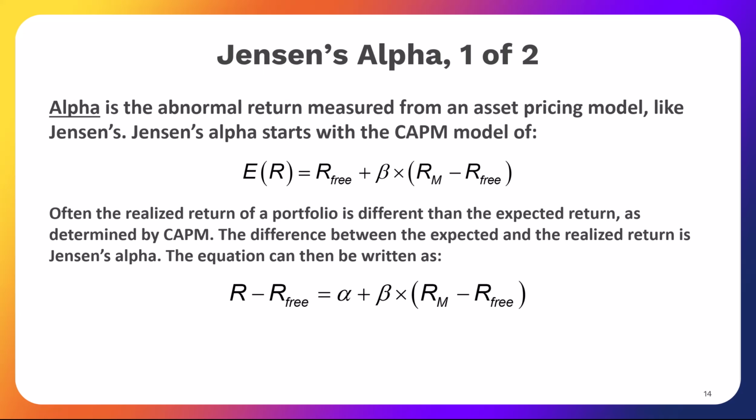In this video, we're going to look at three of the more popular tools for measuring performance. The first is referred to as Jensen's alpha. Alpha measures the portfolio's performance against expectations. Positive alpha indicates skill in choosing securities or good timing. If you subtract the expected return from the actual return, you get the alpha.